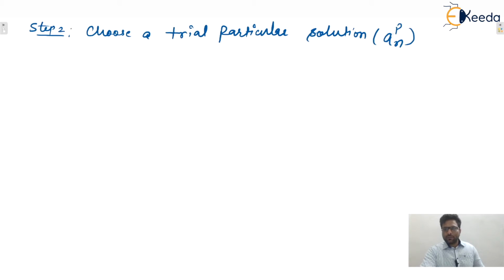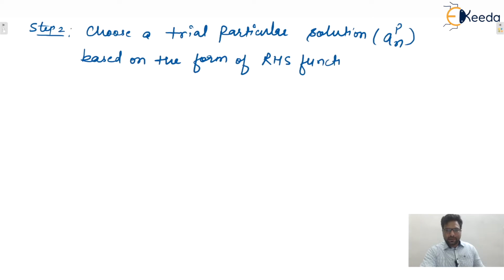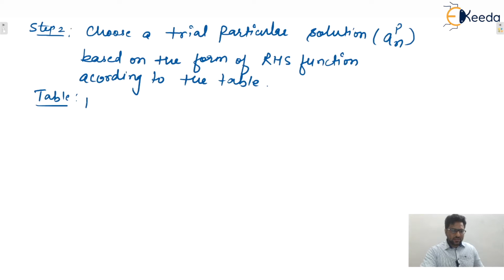Let's say it is denoted by a superscript p, the particular solution. Based on the form of the right hand side function, whatever it may be, we choose the particular solution according to the table below. Let's say the name of this table is the table for the particular solution.